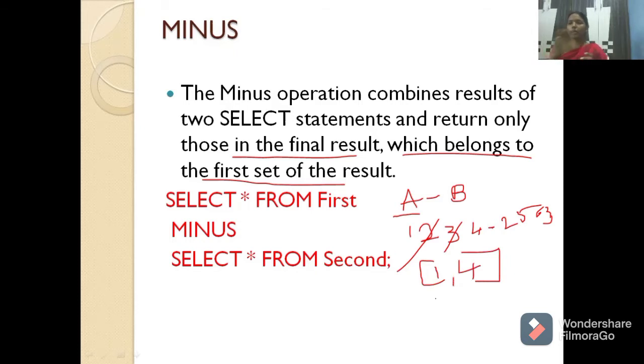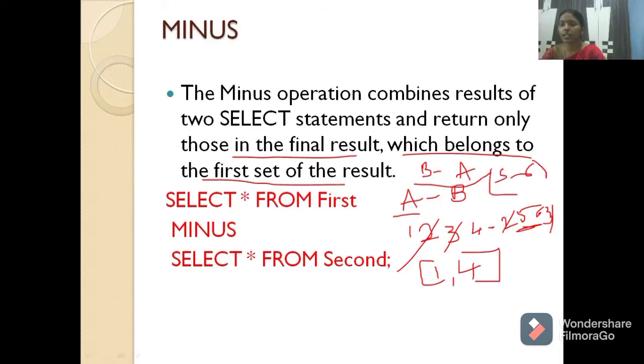That means common rows will be subtracted from the first table. That means if you are writing A minus B, and if I ask what will be the result of B minus A, B minus A gives just 5, 6. 2 and 3 will be subtracted. Why? Because common rows are removed, and 5 and 6 will be in the output.